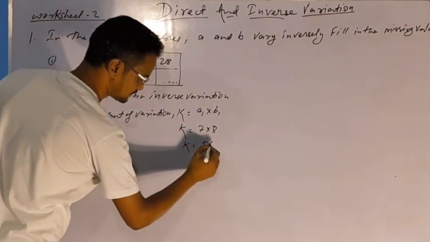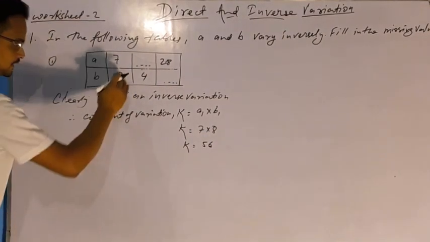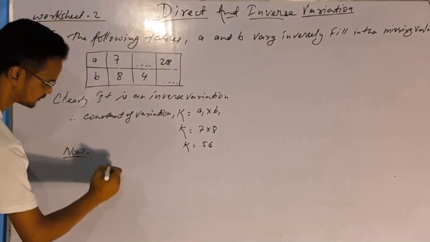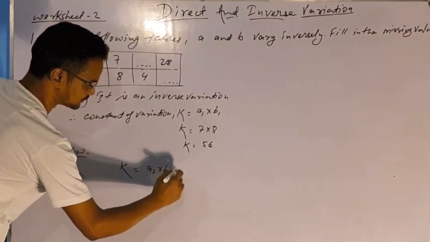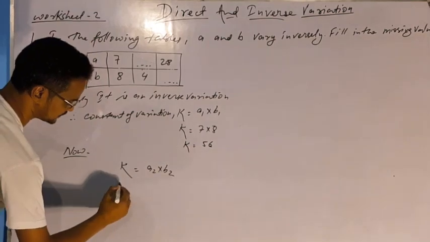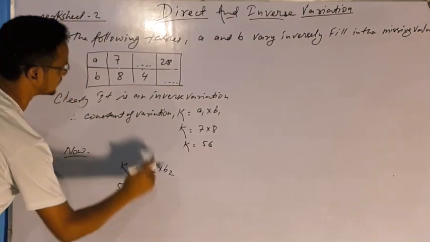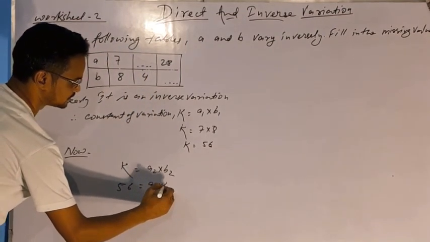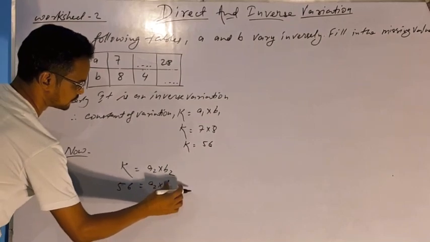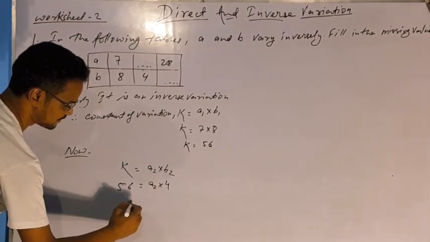Now, similarly, we have to find the corresponding pairs. Therefore, also k is equal to a2 into b2. K is 56, which is equal to a2, which is not known, and b2 is 4. Cancel it accordingly.